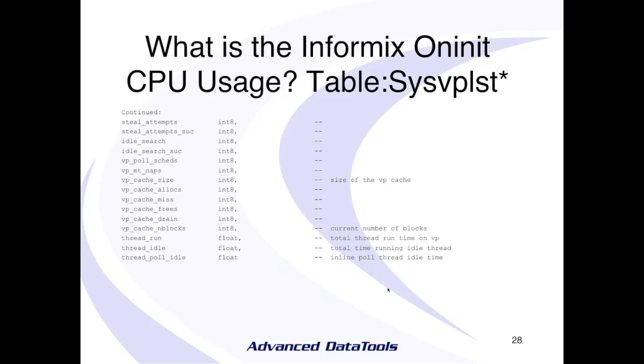And there's some undocumented fields here that I don't know what they are at all, but I went ahead and put them in here. So it'll give you an idea of the total threads running on that vp, which I think is really helpful. And the idle tells you, have you got more vps than you really need?